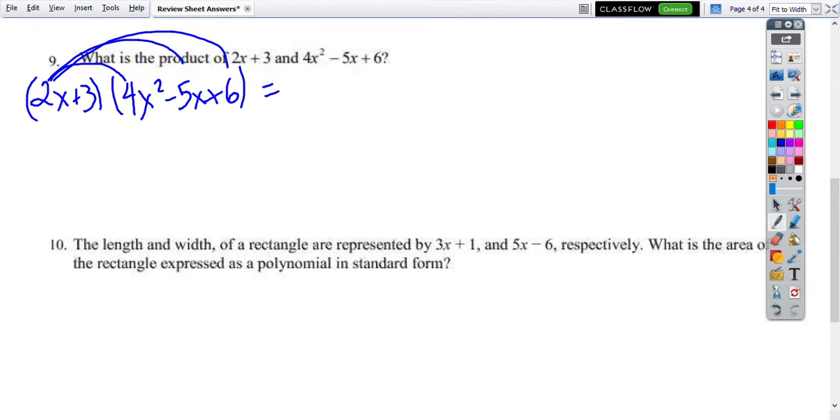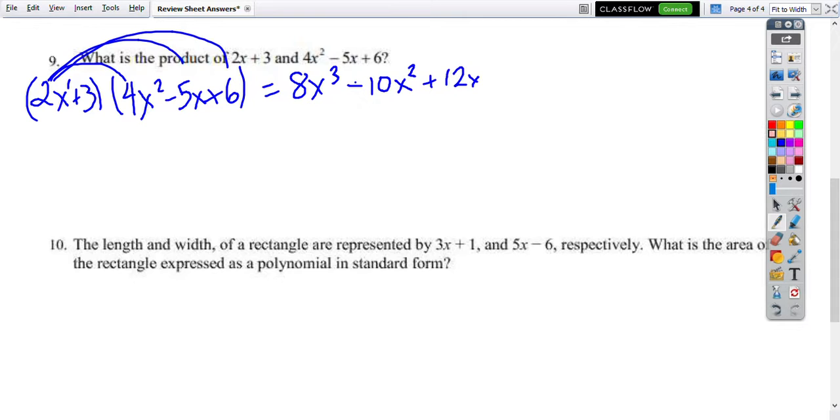So 2x times 4x squared. 2 times 4 is 8, and this is x to the first power, so we add the exponents. That becomes x cubed. Then 2x times negative 5x squared: 2 times negative 5 is negative 10, and x times x is x squared. And then 2x times 6 is plus 12x.